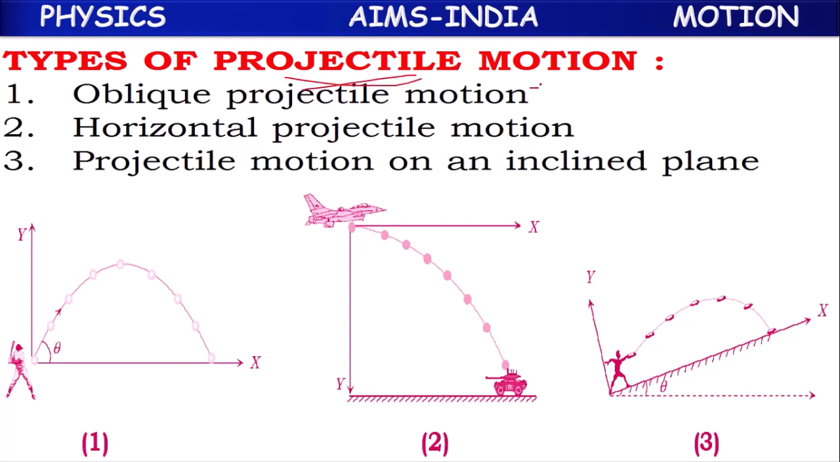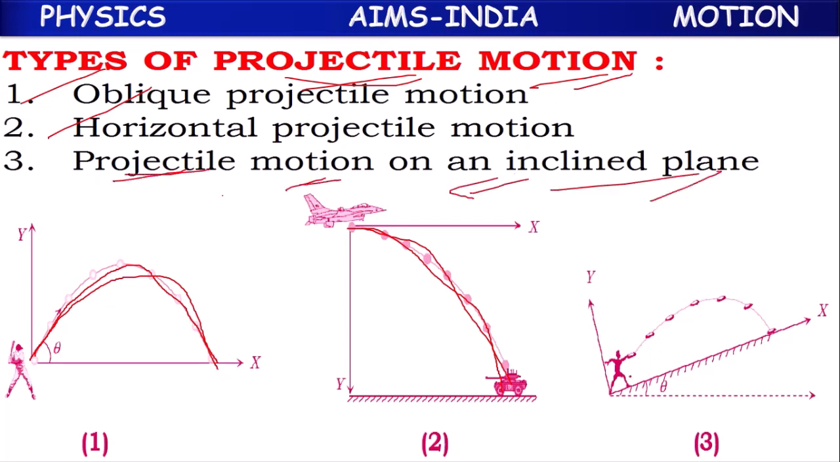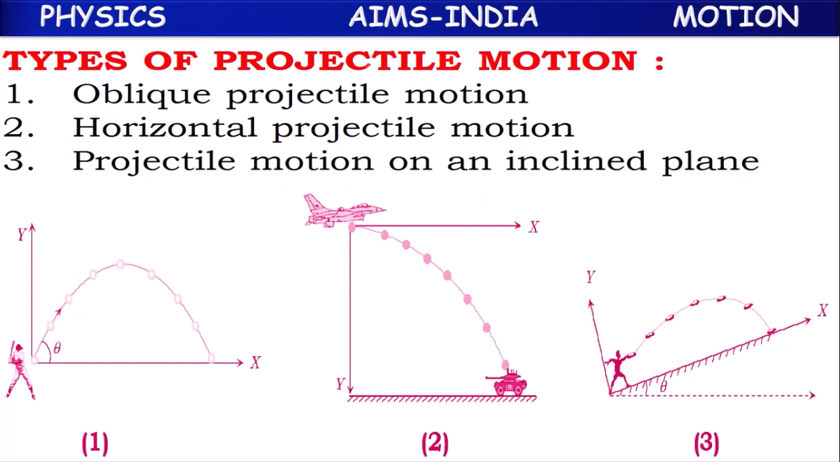In projectile motion, children, we have some types. One is oblique projectile motion, starting from the ground, like hitting a cricket ball into the air. Another is horizontal projectile motion, dropping from a certain height, like dropping a bomb from an aeroplane. Another is projectile motion on an inclined plane: if we are standing on an inclined plane and throwing something, it is projectile motion on an inclined plane.